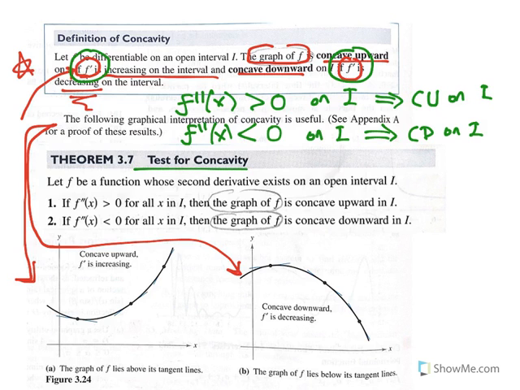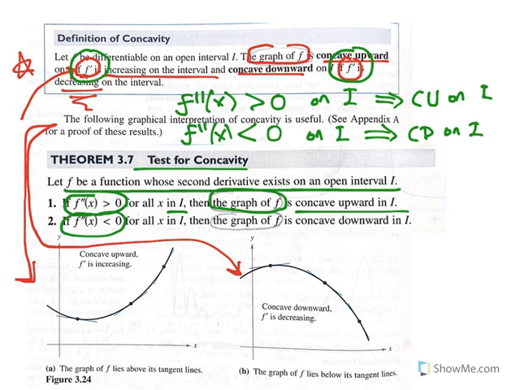And here we have the test for concavity. Let f be a function whose second derivative exists on an open interval I. If the second derivative is positive on an interval I, the graph of f is concave upward on that interval. If the second derivative is negative on an interval, then the graph of f is concave downward on that interval.